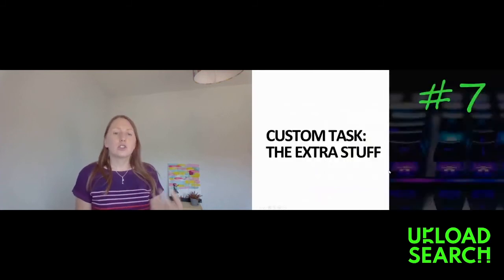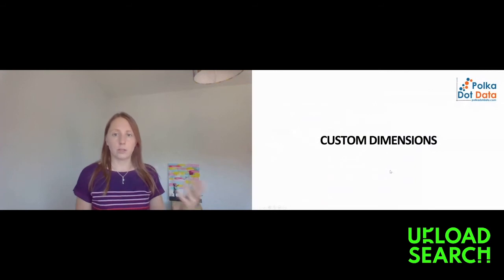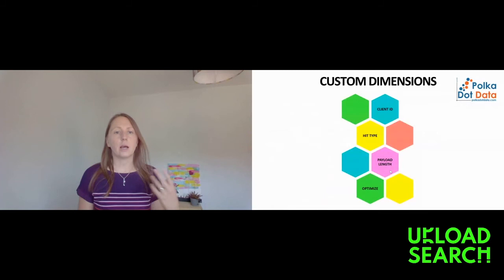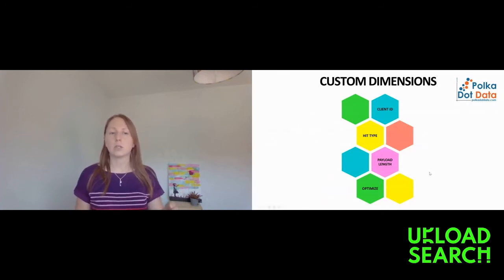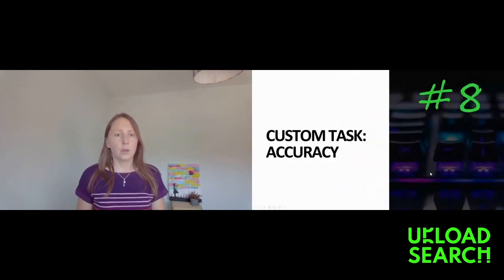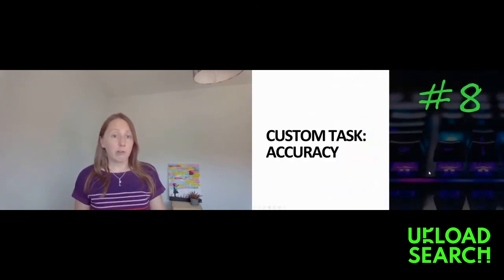Okay, then we've got extra data. So we can use custom tasks to fire custom dimensions. So this is where we might be doing the client ID, hit type, payload length, and optimize custom dimensions such as what variation they're in, things like that. So we can find all of this out before it builds the hit and sends it, and it doesn't slow it down.